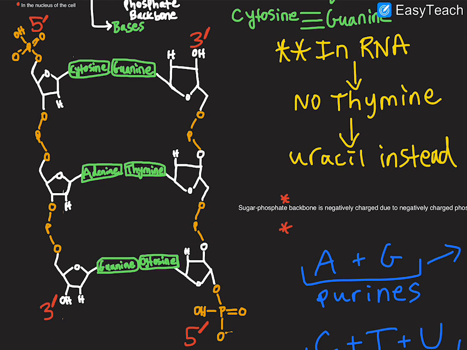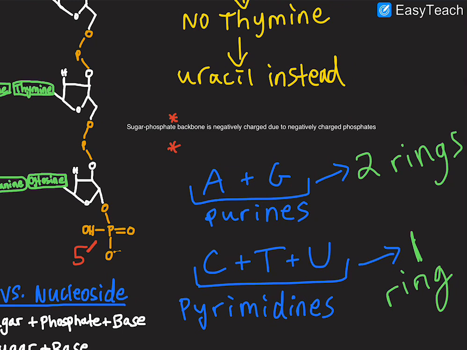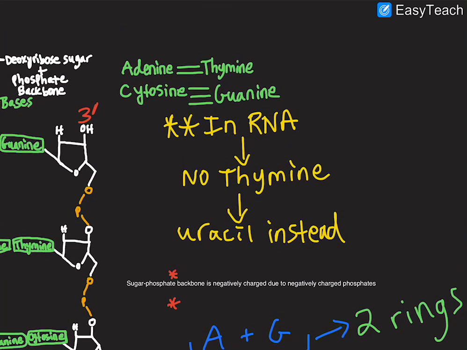Knowing that, let's move on to the difference between purines and pyrimidines. The nitrogenous bases that make up purines are adenine and guanine, okay? They're 2 rings each. Pyrimidines are cytosine, thymine, and uracil. They're only 1 ring each. And something to note here is that adenine and thymine have 2 hydrogen bonds and they bind together. And then cytosine and guanine are held together by 3 hydrogen bonds and they bind together.